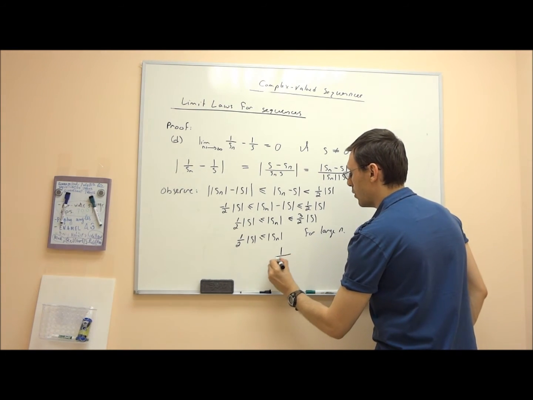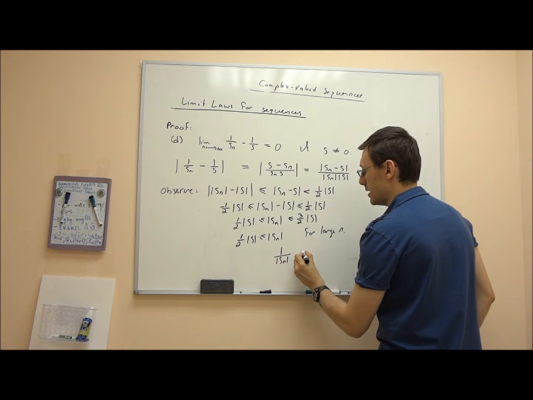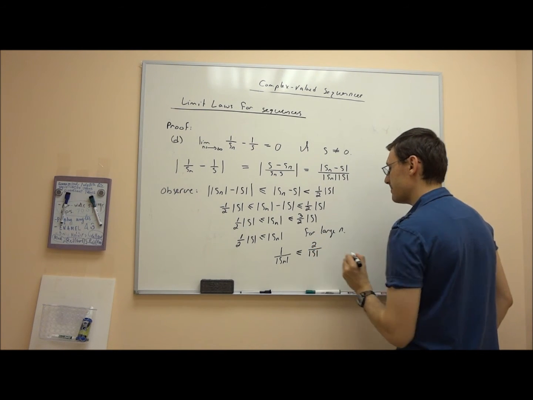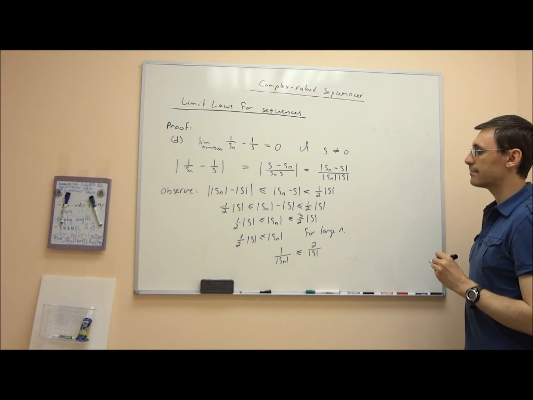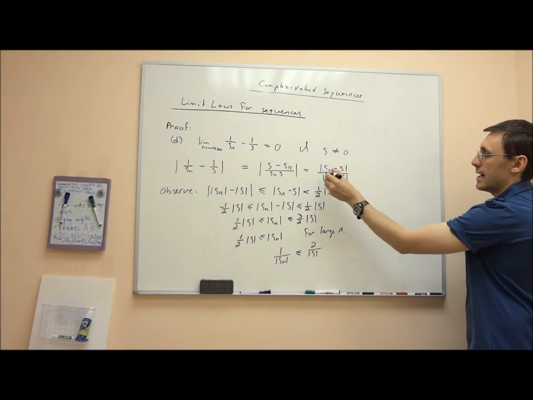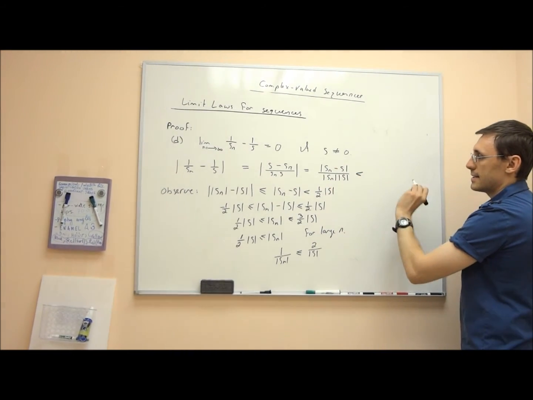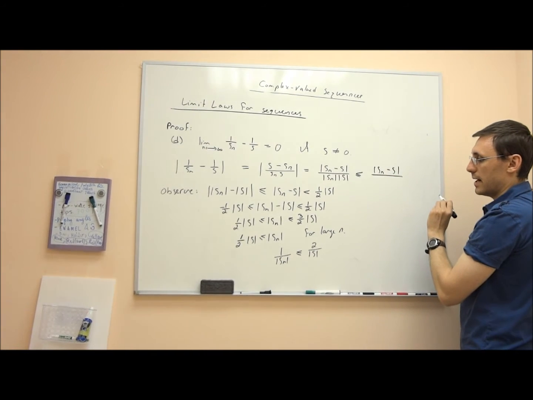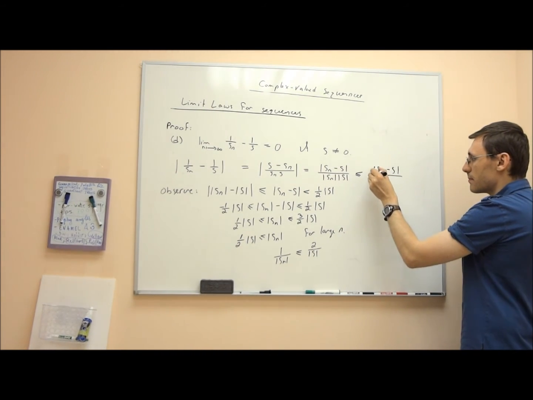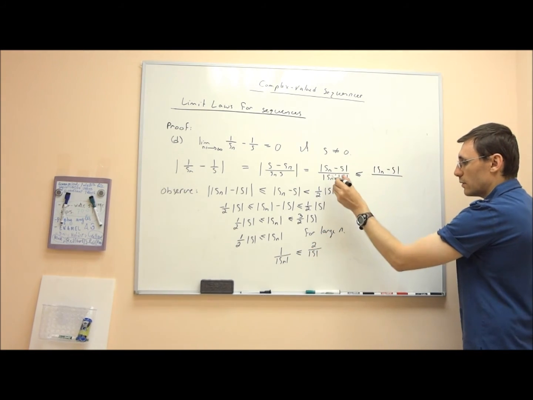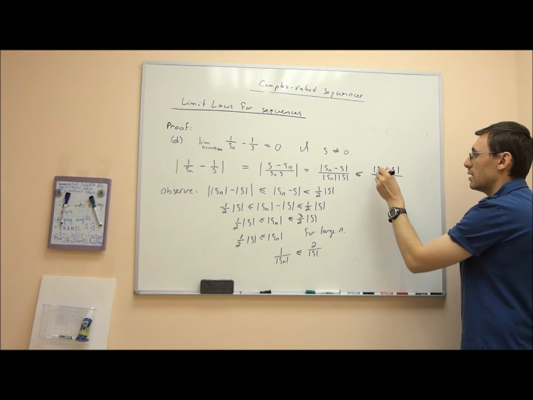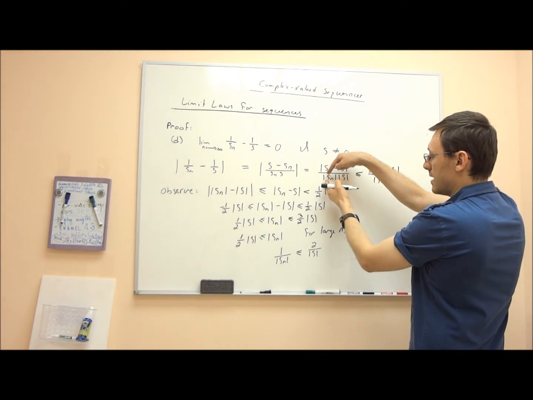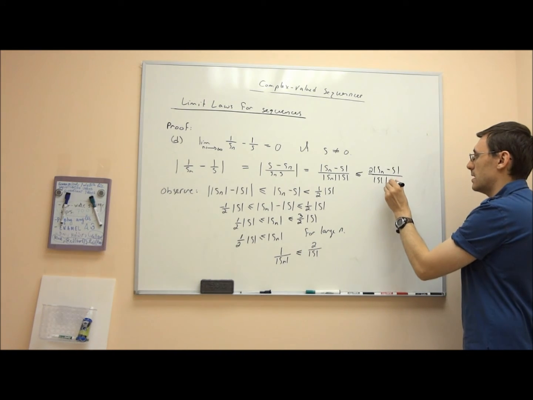So that means that 1 over absolute value of Sn is going to be smaller than or equal to 2 divided by absolute value of S. So having this information, we can then say that this here is less than or equal to absolute value of Sn minus S divided by absolute value of S, multiplied by 2 and divided by absolute value of S. In other words, I just replace 1 over Sn by 2 over absolute value of S, and here is an extra S.